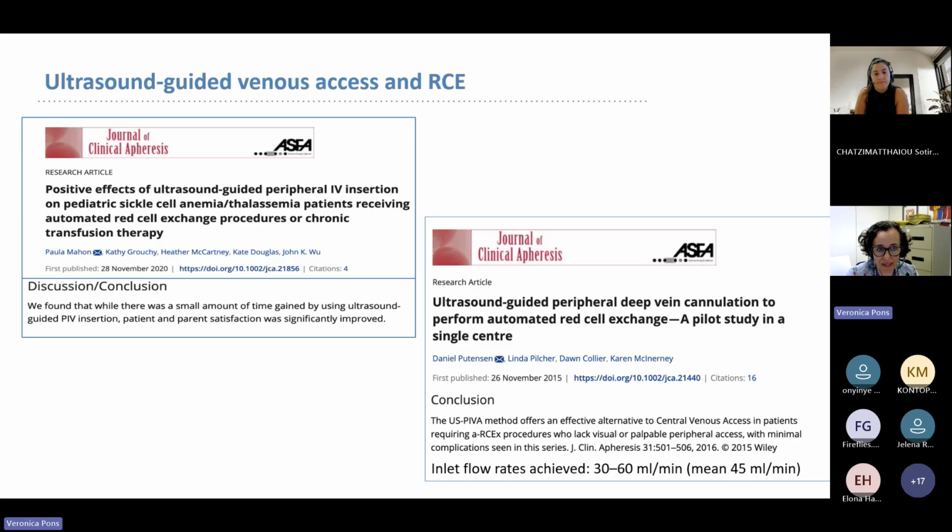And this study was addressed in pediatric population. The second study you can see achieved a mean flow rate of 45 milliliters per minute, that I think it's a very good flow rate in these patients.